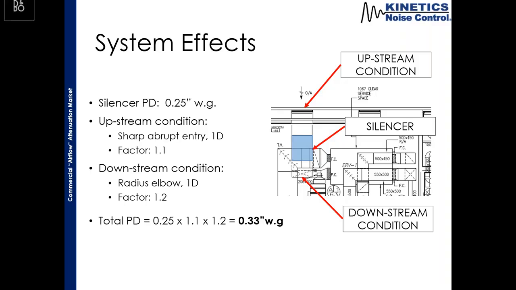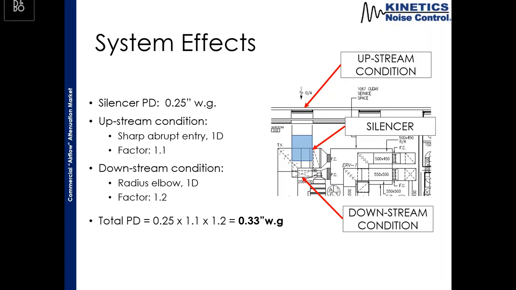That inlet condition, we would give that a factor of 1.1. The downstream condition of the silencer is a radius elbow, again roughly 1 duct diameter from the silencer. That's assigned a factor of 1.2.